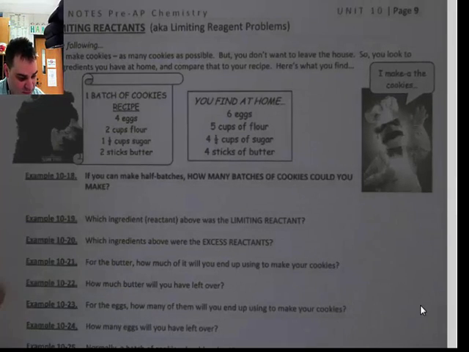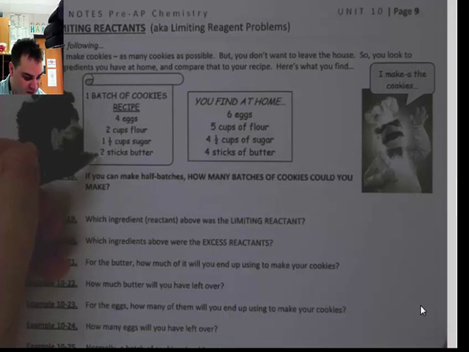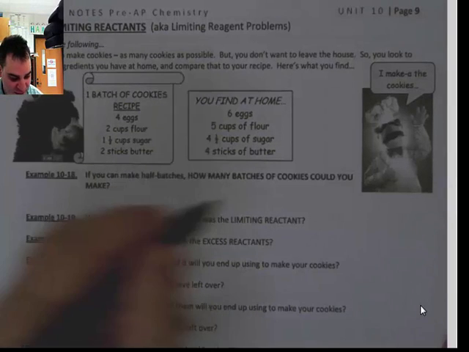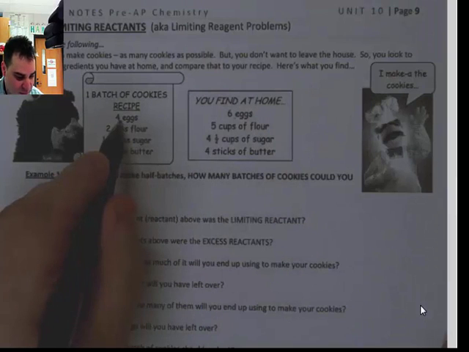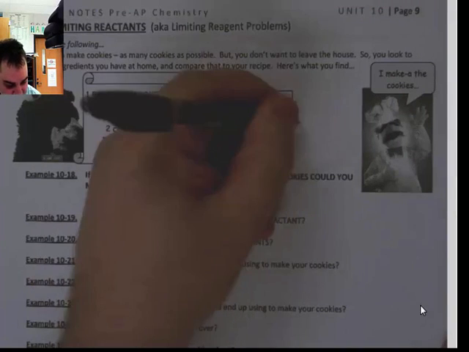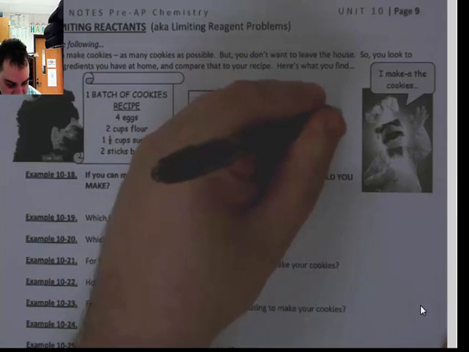So I have a cookie recipe. My cookie recipe contains 4 eggs, 2 cups of flour, 1.5 cups of sugar, and 2 sticks of butter. Hey, I go into my fridge and I find 6 eggs. My recipe calls for 4 eggs, so I can make 1.5 batches of cookies just based off the eggs.